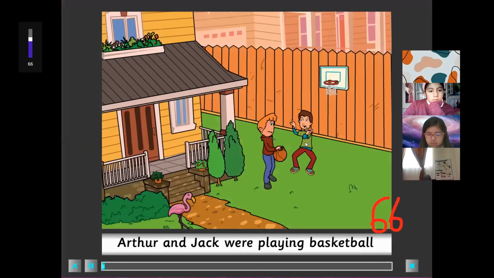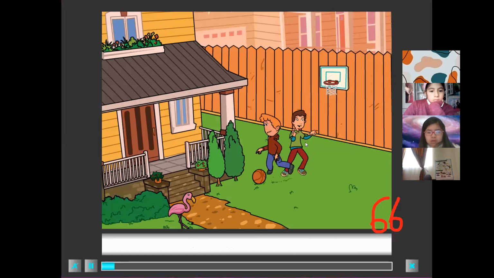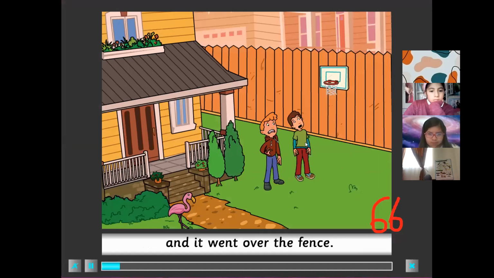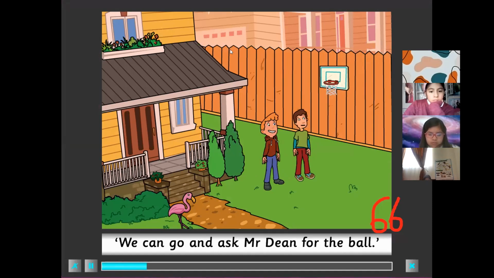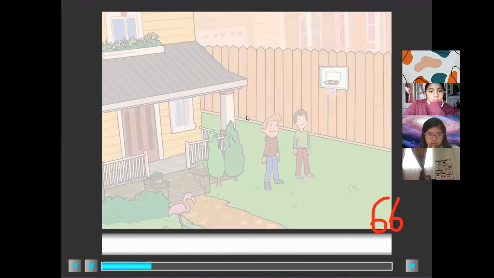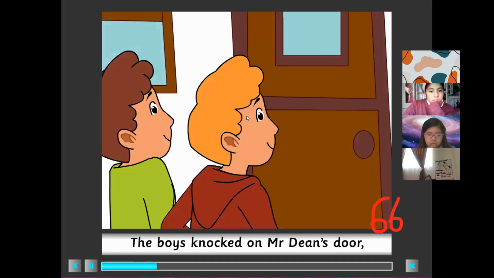Arthur and Jack were playing basketball in Jack's back garden. Jack threw the ball, and it went over the fence. Oh no! Cried Arthur. What now? Don't worry, Said Jack. we can go and ask Mr. Dean for the ball. The boys knocked on Mr. Dean's door.